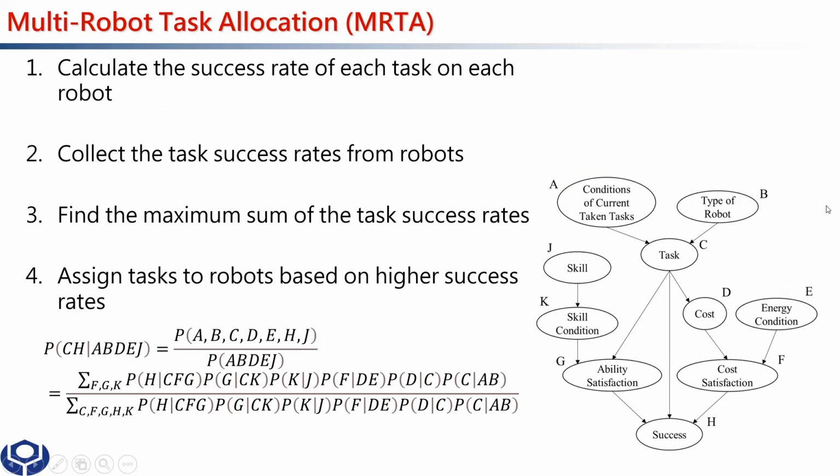The idea is very simple. I want to find out the success rate for each task. If the success rate is higher, this robot is supposed to do that task, right? If the success rate is lower, this robot might not be able to do this task, so other robots may handle that task. So my algorithm is to find the maximum sum of the success rates, so all robots may take their tasks and complete the whole mission with the maximum task success rate.